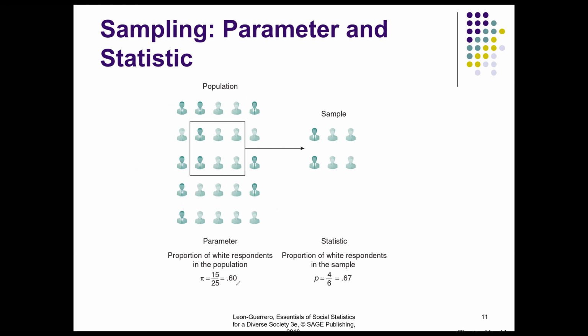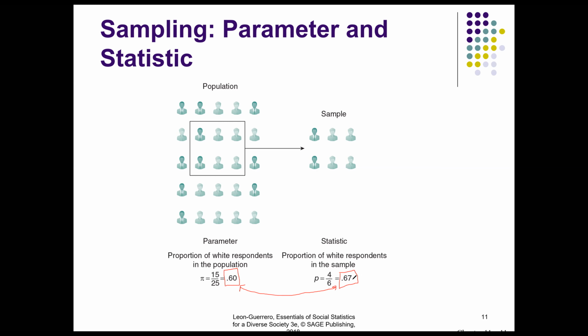So we have the difference between the real population proportion of respondents who are white and the sample proportion of respondents who are white. So you see the difference there? 0.60, 60%, and 0.67, 67%. So there is a difference between the sample statistic of respondents who are white and the population's proportion or percentage of respondents who are white. And that difference is called sampling error.